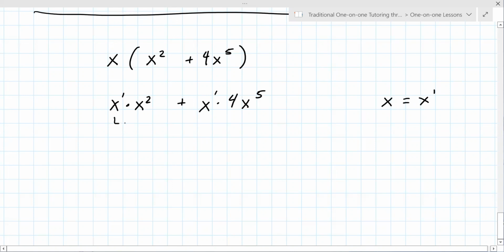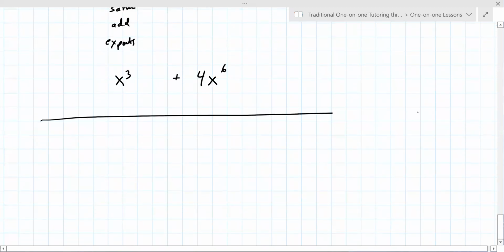Now maybe you remember this from a previous class, but x is really x to the 1. And when you multiply two variables with the same bases, you add the exponents. So 1 plus 2 is 3, it becomes x cubed. 1 plus 5 becomes x to the 6th. Is that something you've seen before? If you understood that, let's have you try a problem here. Let's try x times 3x cubed plus 4x.